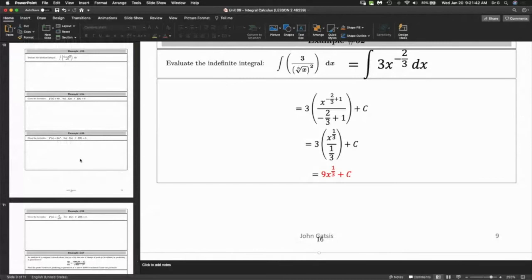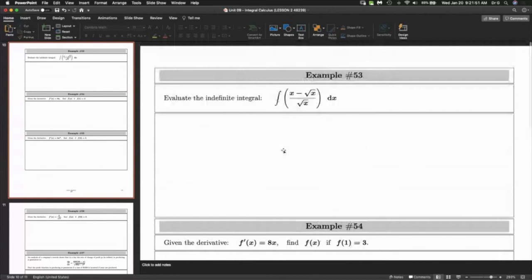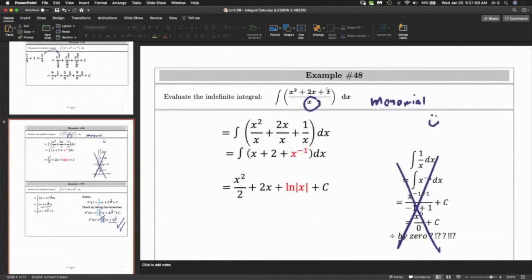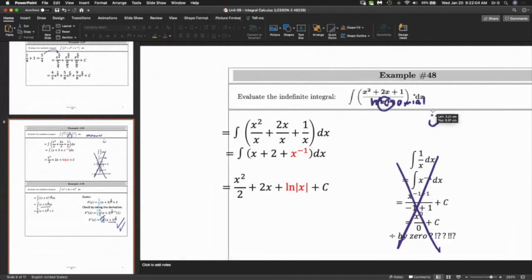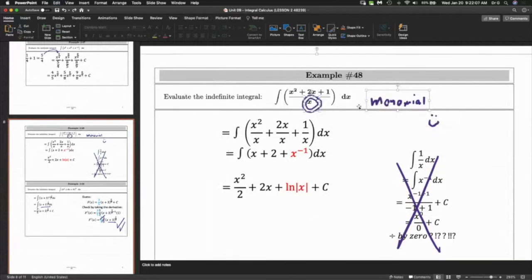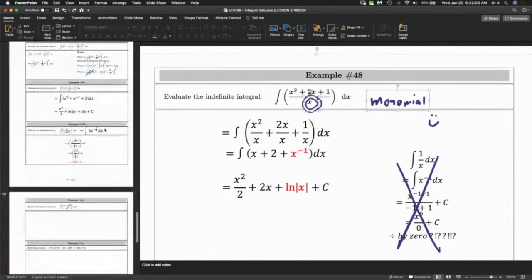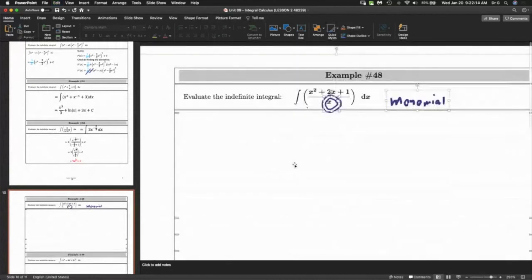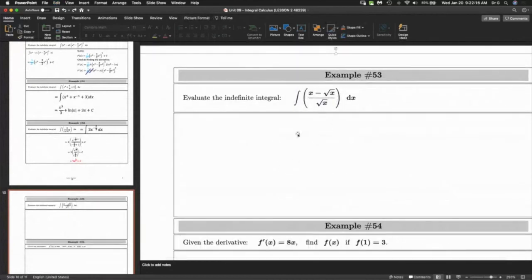Okay. Our pace and our target for what I want to cover today is on point, my friends. So let's go to the next one. This one here, 53, is very similar to 48 because we have a monomial on the bottom. Let me see if I can recycle this. Oh, that was a bad idea. Let's see if it works. Okay, maybe not a good idea.